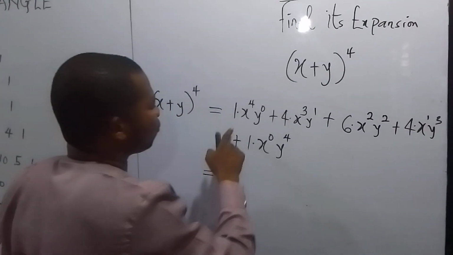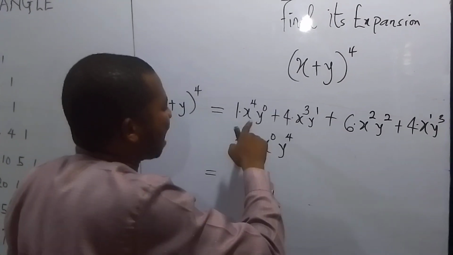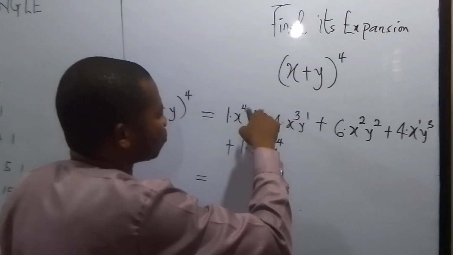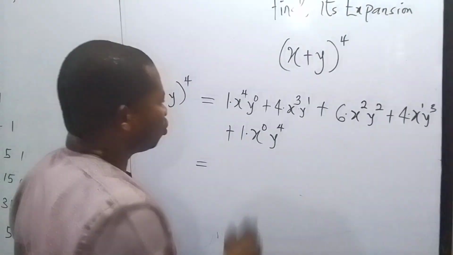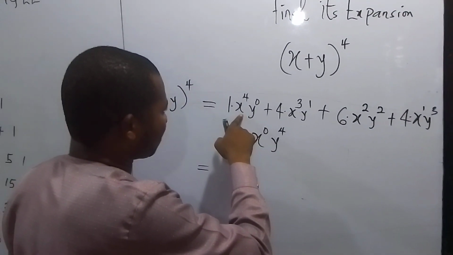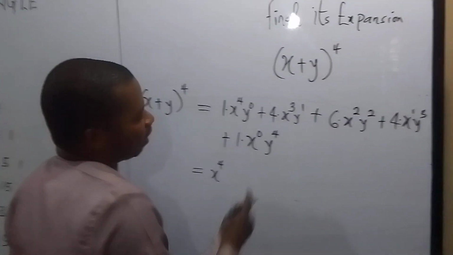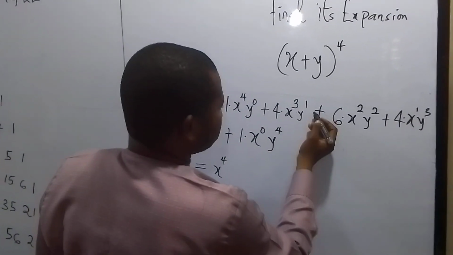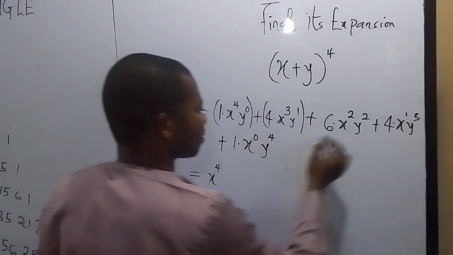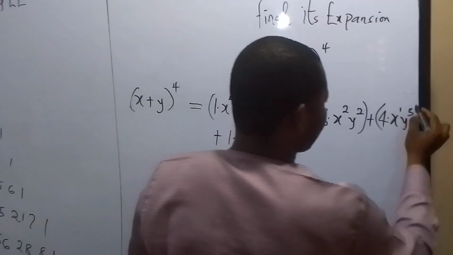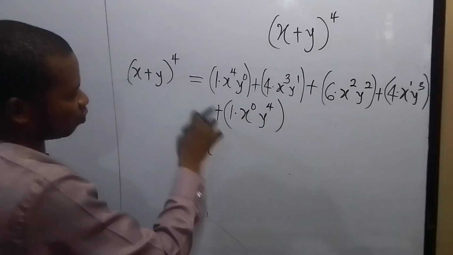Now, we have 1 times x raised to power 4, which is still x raised to power 4. Then times y raised to power 0. According to the law of indices, anything raised to power 0 gives you 1. So this is 1 times x raised to power 4 times 1, which will give us x raised to power 4. Then coming here, if you want, you can put all of this into brackets, so that the plus will not confuse you.